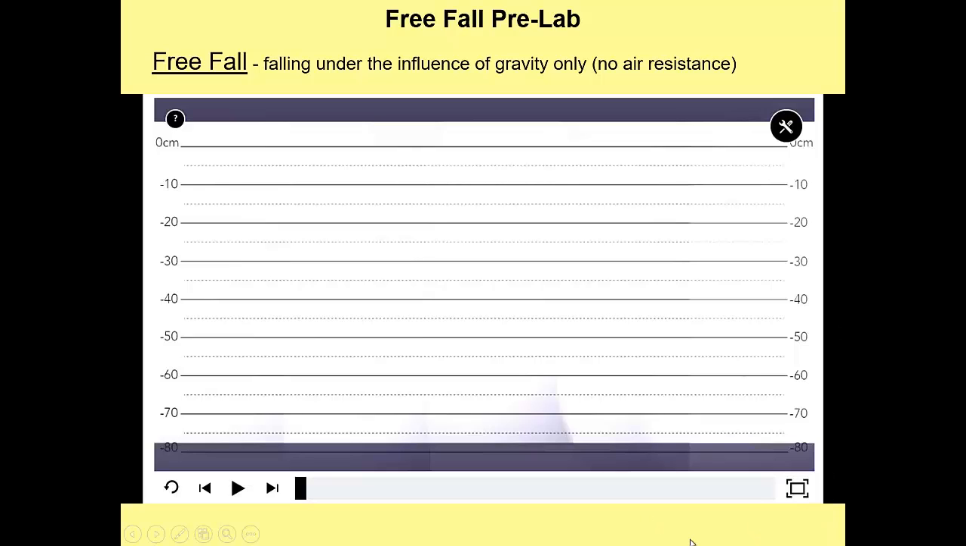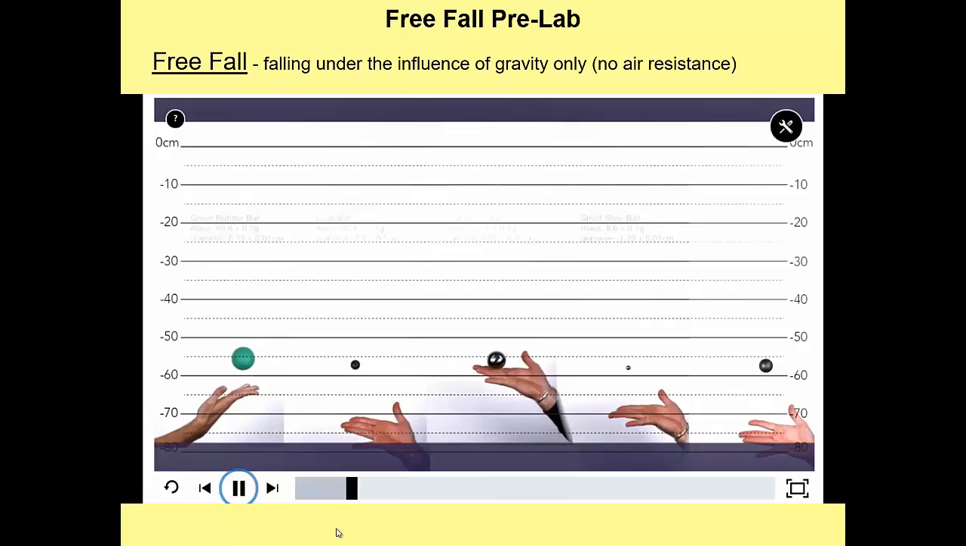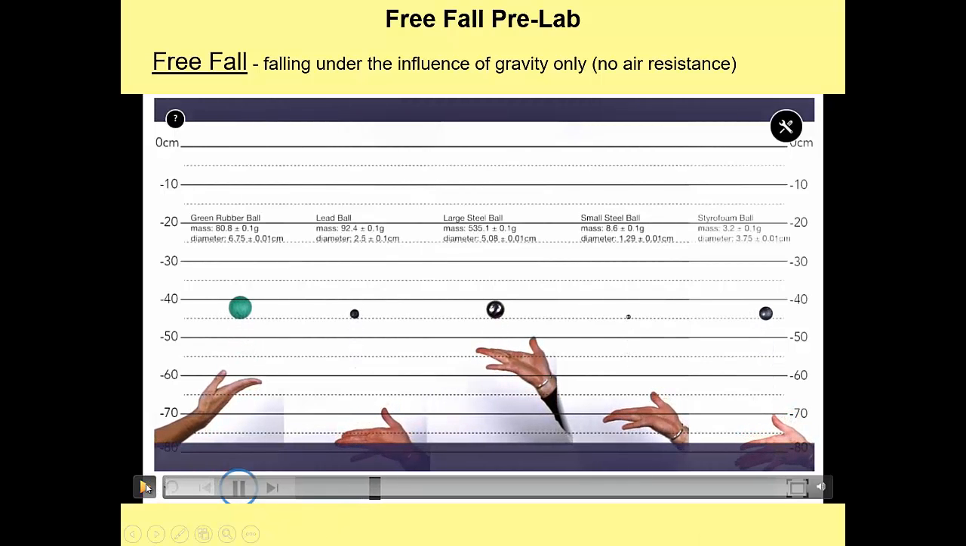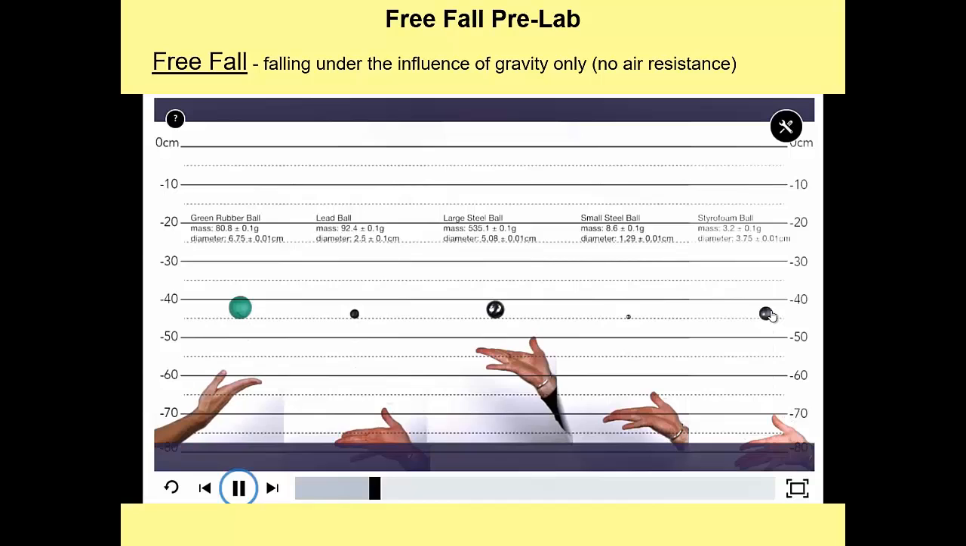So let me show you here what's going to happen in this video. There's going to be 5 different balls which are going to be thrown upward. You'll notice here that partway up it's going to tell you about each ball. There's a green rubber ball, a lead ball, a large steel ball, a small steel ball, and a styrofoam ball that we are going to ignore in this lab. Why are we going to ignore the styrofoam ball? Because styrofoam is extremely light, and it's fairly big, and that means there's enough air resistance acting that it'll throw off the results. The other balls all have enough mass, or in the case of the small steel ball, while it doesn't have a ton of mass, it's really tiny, so there's not a lot of air resistance there.